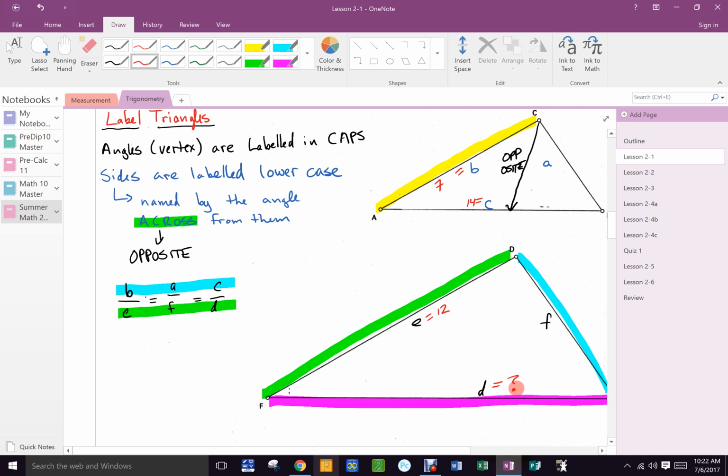How do we do that? You use this relationship. B, which is 7, compares to E, which is 12, because they are in the same spot on the triangle. Does everybody understand that? Even if I turn this triangle over, around or upside down, that's the same side. It's the second longest side. So those two compare.